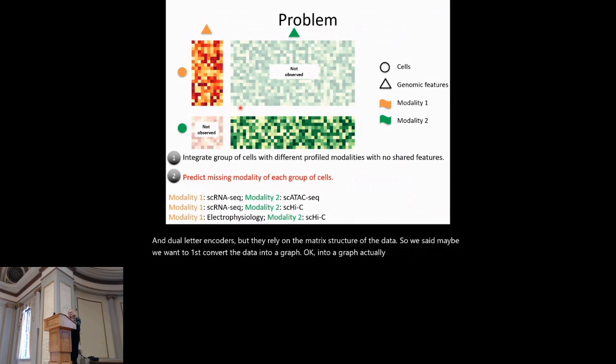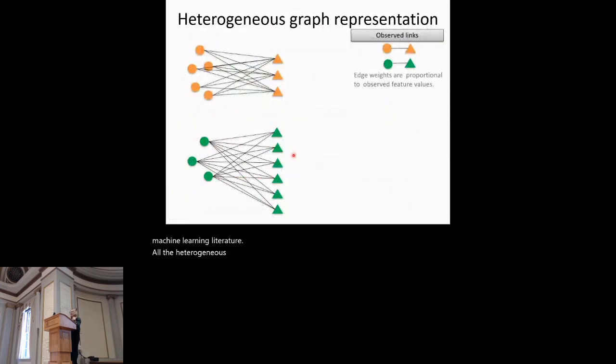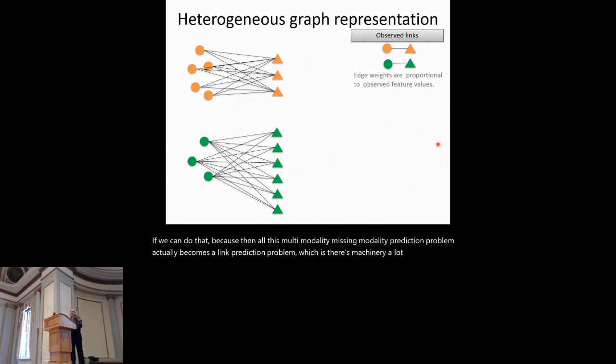Actually into a heterogeneous graph where the nodes are cells and also the features. So in the graph, you'll have some nodes that are cells, some nodes that are genes, and some nodes that are peaks. In the machine learning literature, that's called a heterogeneous graph. And if we can do that, then all this multimodality, missing modality prediction problem actually becomes a link prediction problem, for which there's abundant machinery at your disposal when you are at that stage. So this is how we construct the heterogeneous graph.